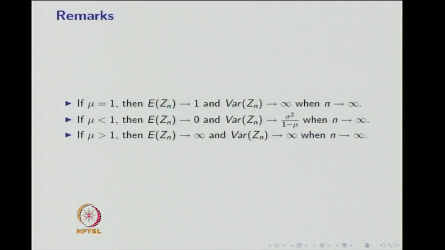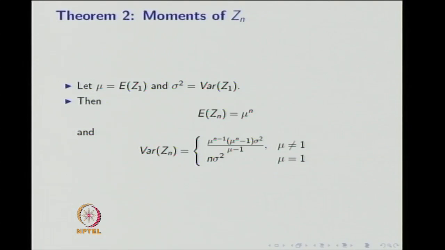Whereas, if mu is less than 1, the expectation of Zn tends to 0 and the variance of Zn will be sigma square divided by 1 minus mu as n tends to infinity. Similarly, if mu is greater than 1, then the expectation of Zn will tend to infinity and the variance of Zn tends to infinity as n tends to infinity. This also you can see from the theorem.